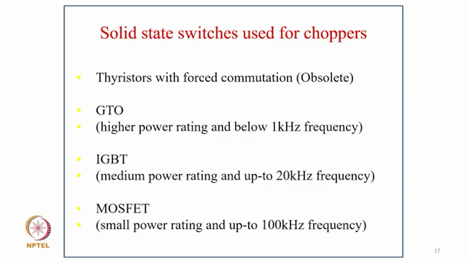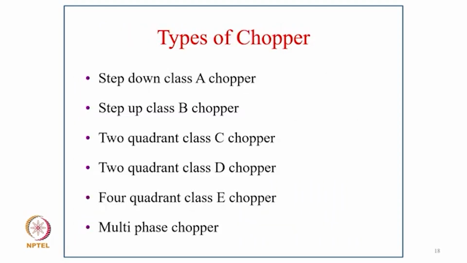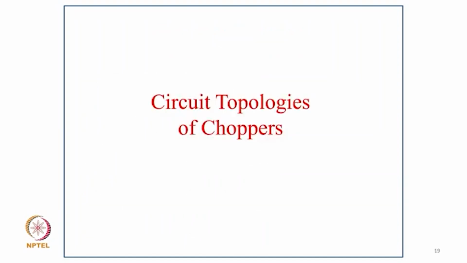For very high power rating we use the GTO, gate turn-off thyristor, and of course the frequency limitation is below 1 kHz. Then for medium frequency we use the IGBT, insulated gate bipolar transistor, up to a frequency of 20 kHz. And for small power rating and up to 100 kHz we use the MOSFET to realize these choppers. Now coming to types of choppers: typically step down class A chopper, then step up class B chopper, two quadrant class C chopper and two quadrant class D chopper, then four quadrant class E chopper, and multi-phase chopper.